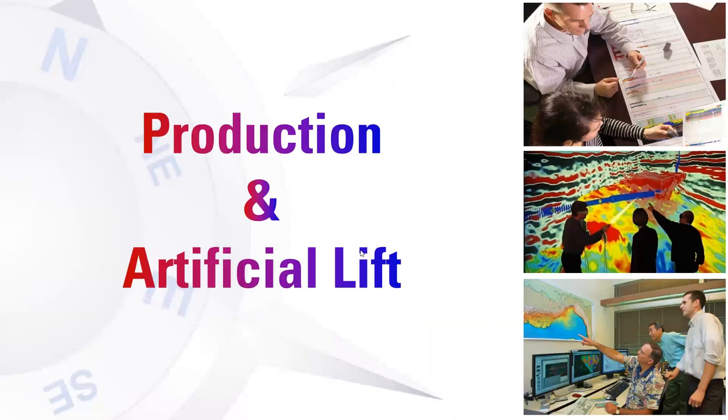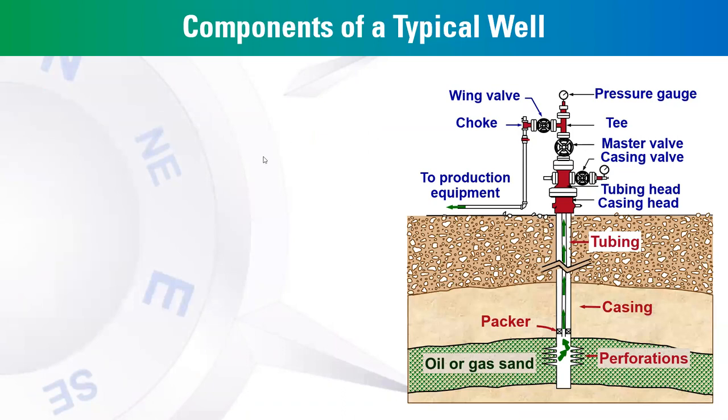And now I will highlight production and artificial lift. Actually, this is the typical arrangement of oil production, where we have a downhole completion against a specific perforation interval, and on the surface we have the Christmas tree and its arrangement of valve system.